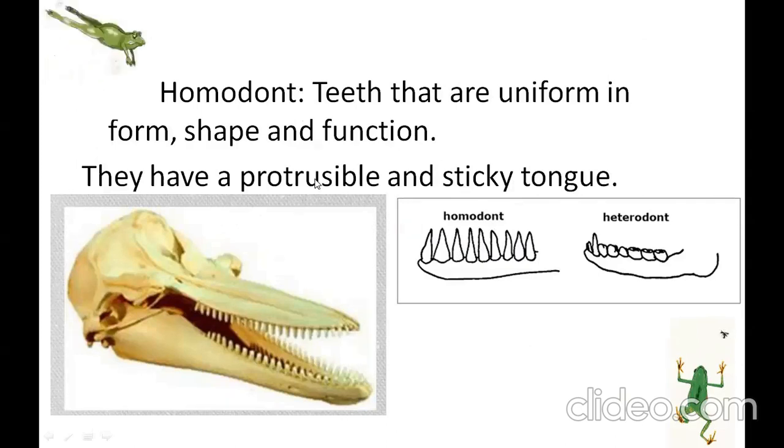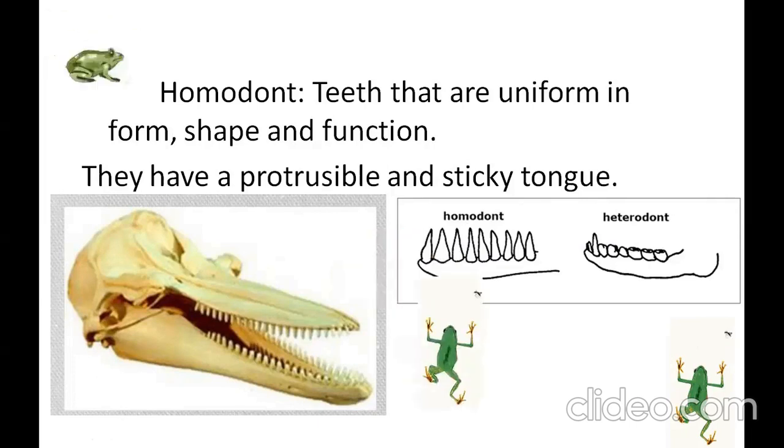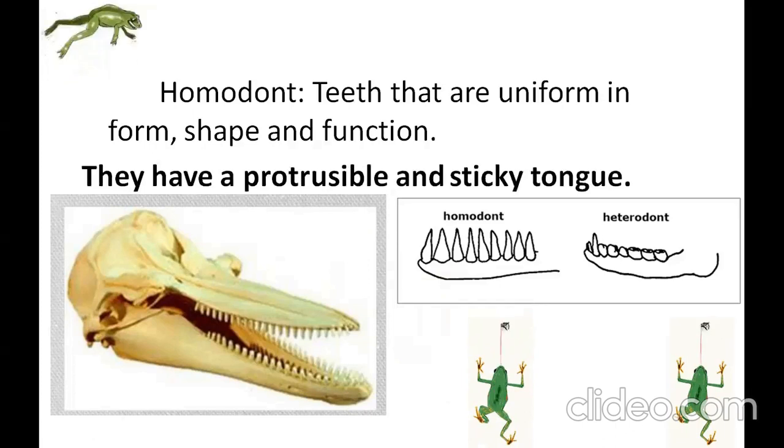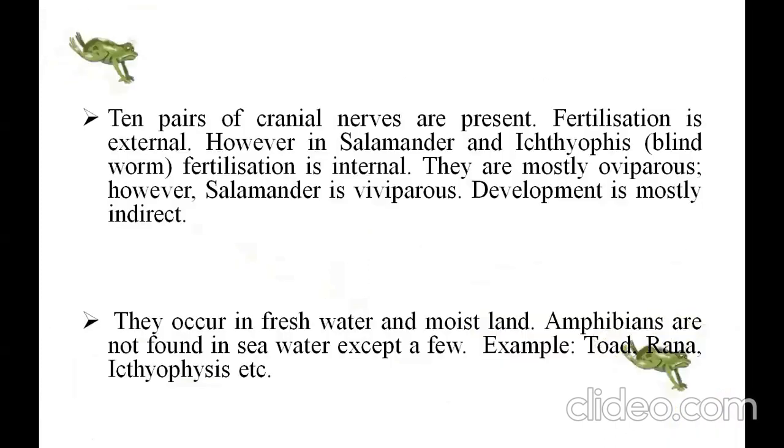And it also has a protrusible tongue. The organism has a protrusible tongue, and it is very sticky in nature, which helps to capture the prey. So you can see the image here. They have a good protrusible tongue. See, the tongue is getting protruded and they capture the prey. And next comes the cranial nerves. They have 10 pairs of cranial nerves.